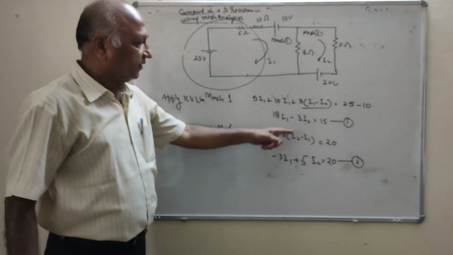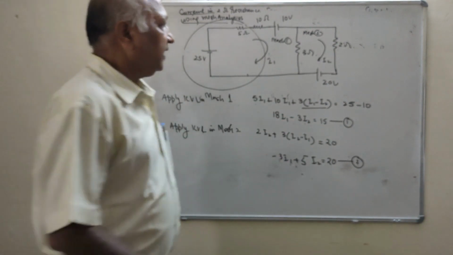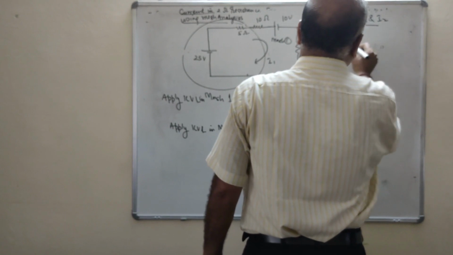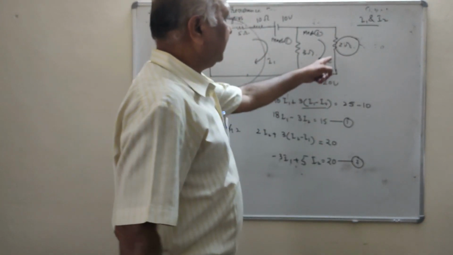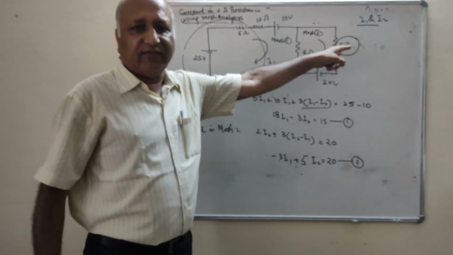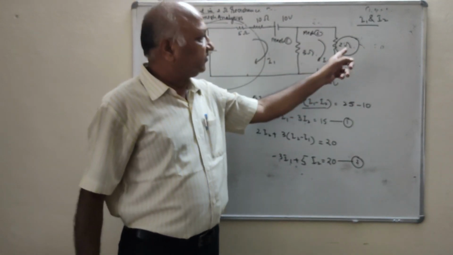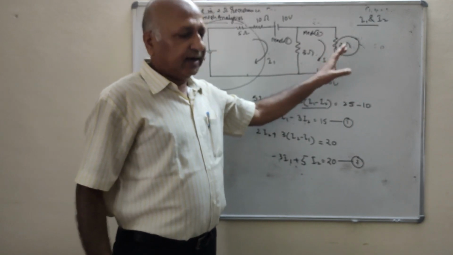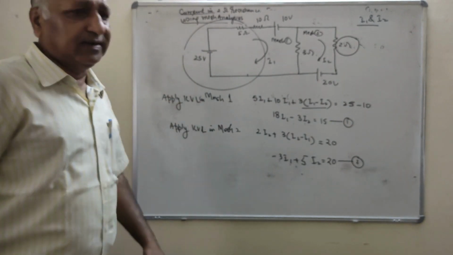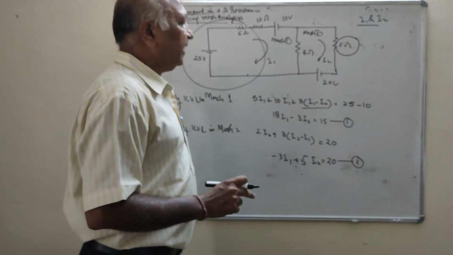When you solve equations 1 and 2, you will get the values of I1 and I2. When we get the values of I1 and I2, then the current passing through the 2 ohm resistance is I2. That means after solving equations 1 and 2, we will get the values of I1 and I2, and we get the current in the 2 ohm resistance. Any doubt? Now we will take an example of 3 meshes.